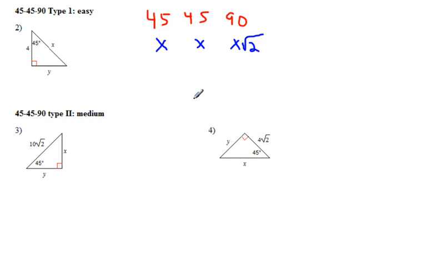Alright, special right triangles 45, 45, 90. Our pattern is x, x, and x root 2. That means if you know one of the legs of the right triangle, one of the numbers opposite from the 45 degree, then you can find them all very easily with this nice little pattern.